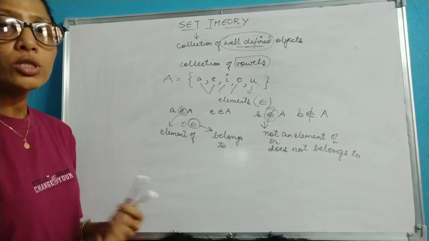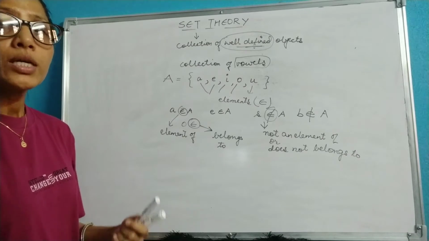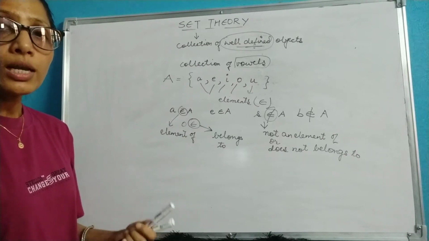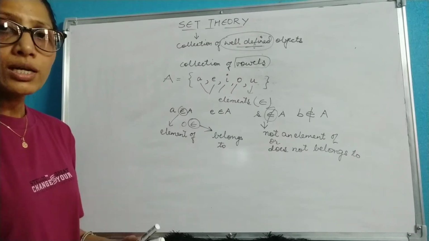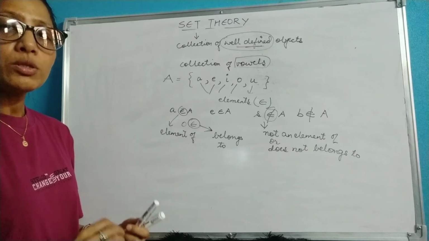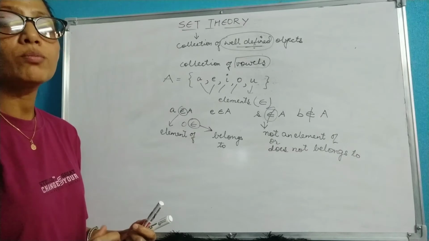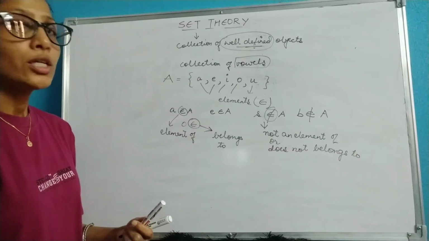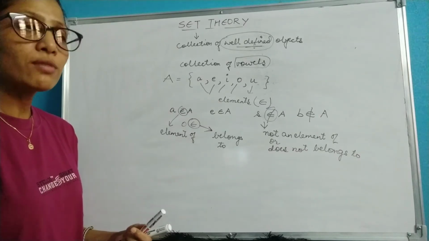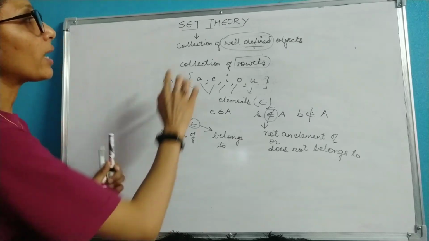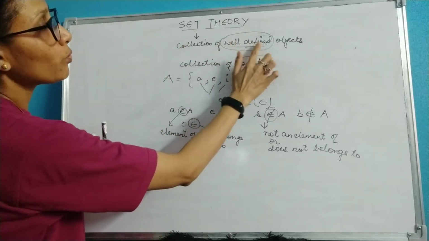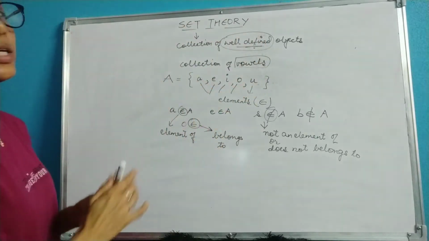Let's suppose you just go to him and ask him, give me the book set. Now he'll ask you for which class you want. So that means you have to define your class. I want a book set of class 11. I want a book set of class 12. So that means you have specified the class. That means you have taken it as well defined. That's why it is a set.